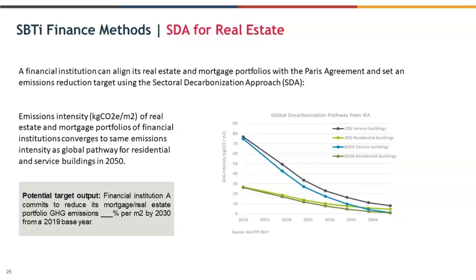And essentially, then, the financial institution is committing to align the initial intensity that they currently have with these pathways out to 2050. And the potential target output, an example here, would be that the financial institution commits to reduce its mortgage or real estate portfolio greenhouse gas emissions by a certain percentage per square meter by 2030 from a 2019 base year. That's just an example of a typical target that could be produced. So it's a physical intensity-based target that they can set, in this case, for example, for real estate.